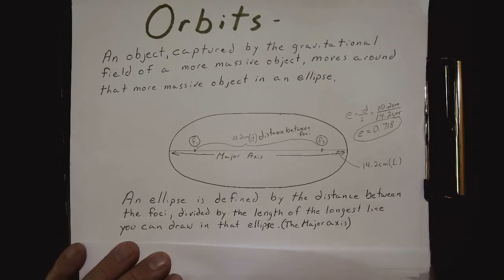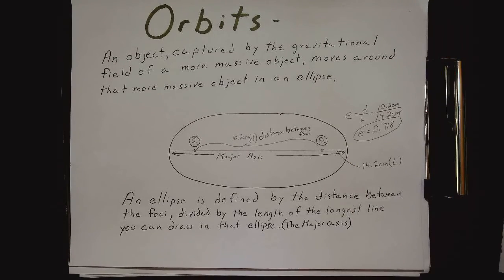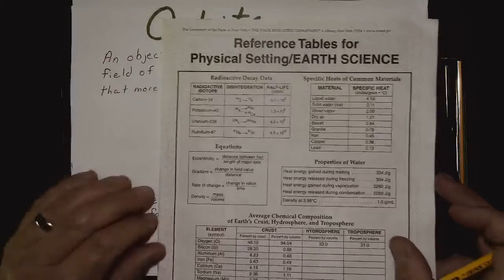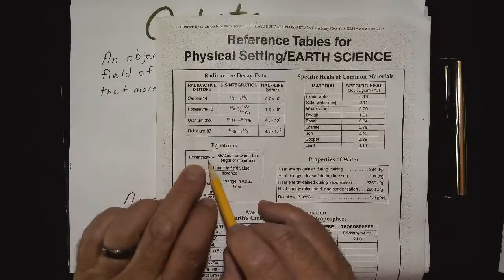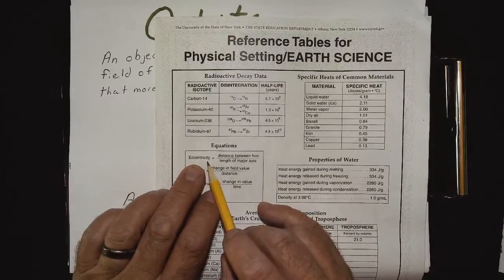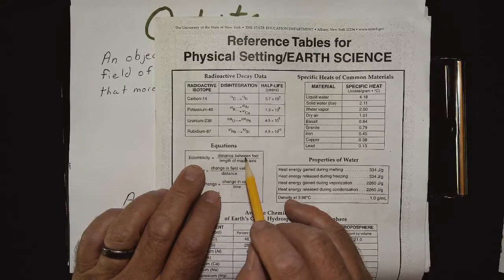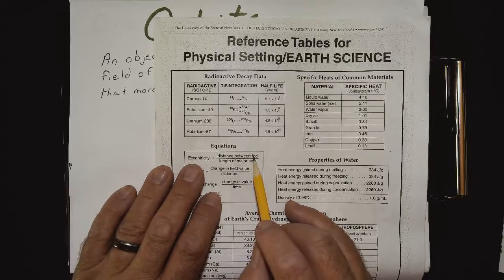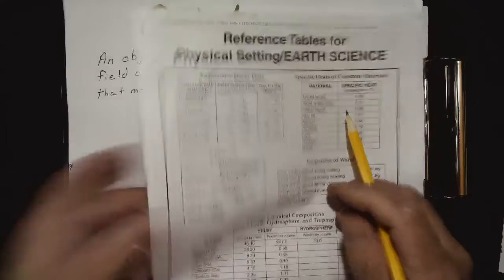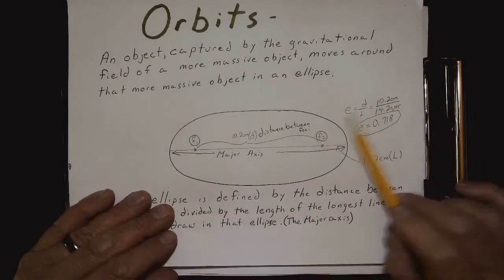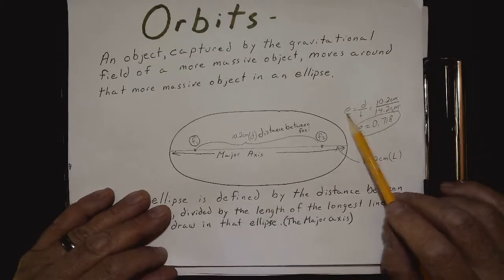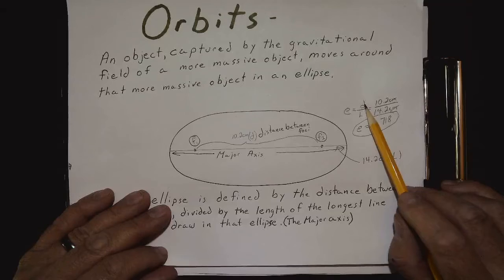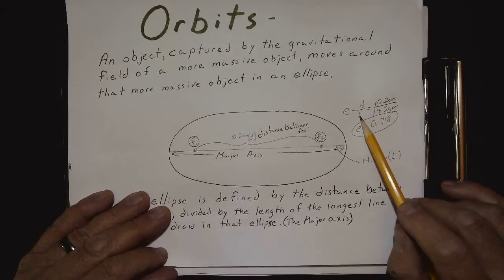So right in your reference tables, you could see a formula. This formula is eccentricity, and that refers to the eccentricity of that ellipse. So the ellipse has an eccentricity defined by the distance between the foci divided by the length of the major axis. Let's see how that works out. So we would write the formula E equals d over L, distance between the foci, length of the major axis.